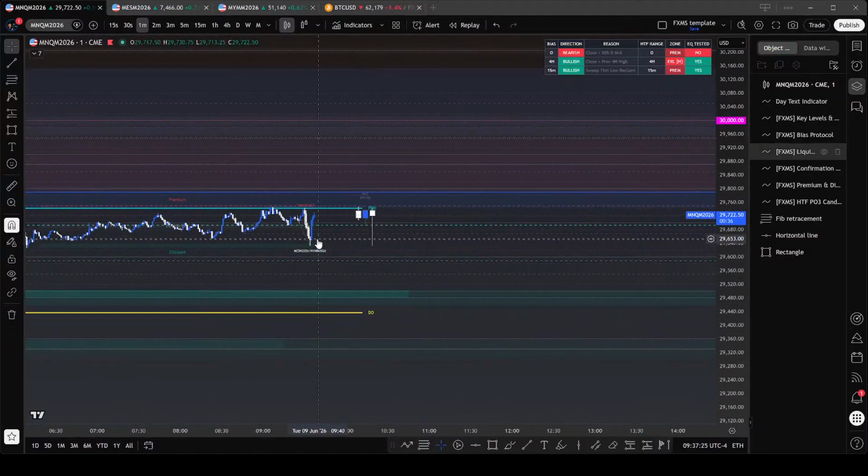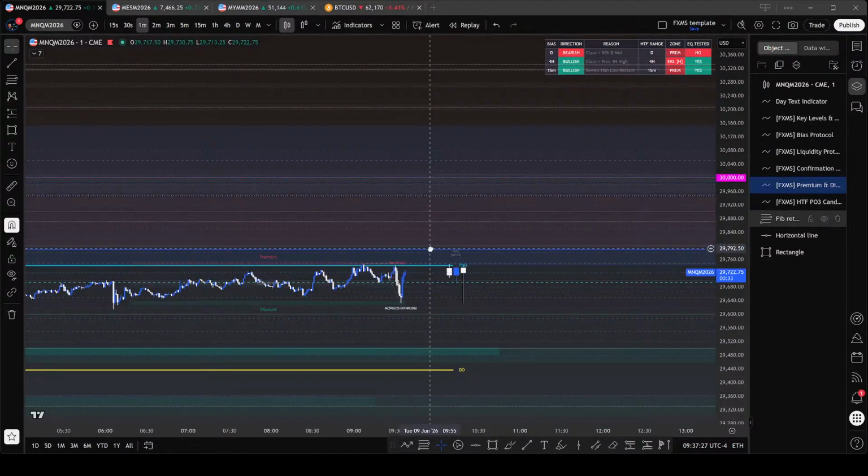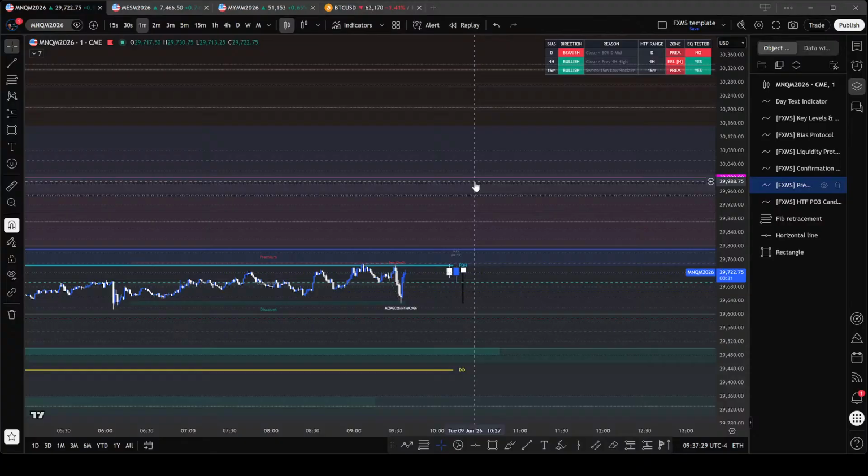So what that means is that if we do get a bullish confirmation, we have a lot of room to go up there too, right? So we could look for, again, more bullish setups to take us up there.